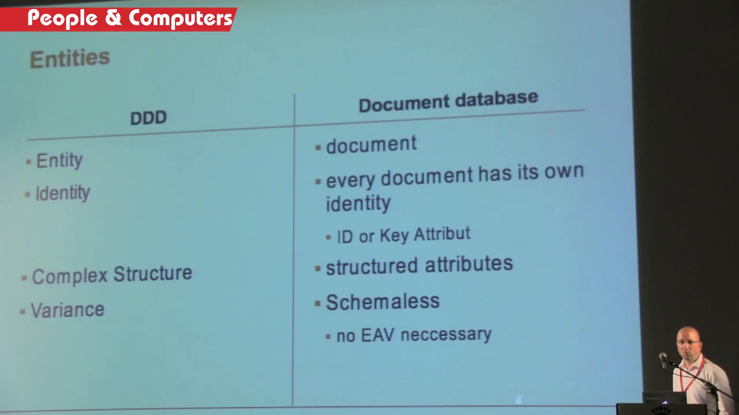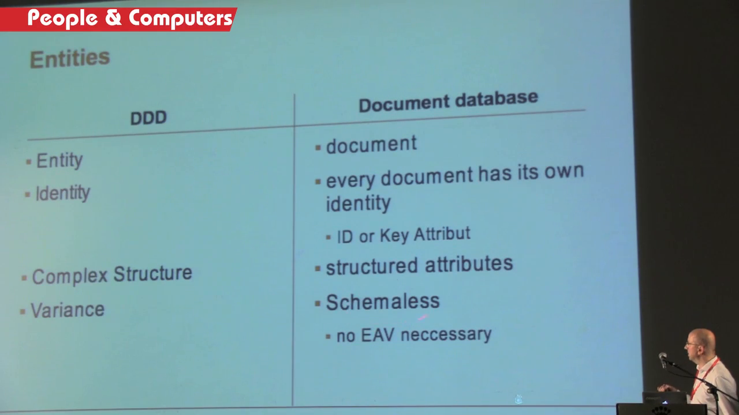If you look into more detail what an entity is in domain-driven design, you see exactly the same. And the identity you have there is, every document has its identity, that may be through an ID or through a key attribute, that depends on what you want it to be. You have complex structure in your domain-driven design for the entity while you map that to the structured attributes I talked about earlier. You have the variance that you have, and domain-driven design talks about the variance both on the time scale and between various objects.